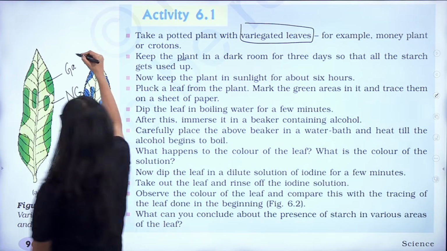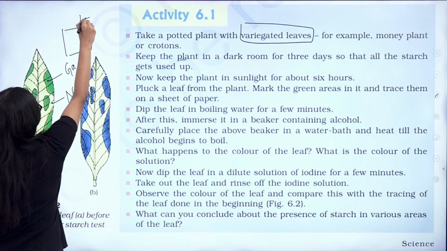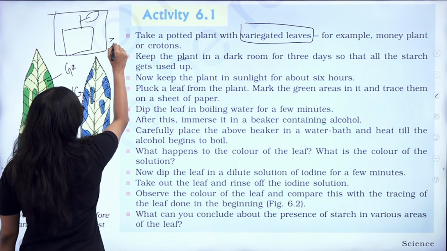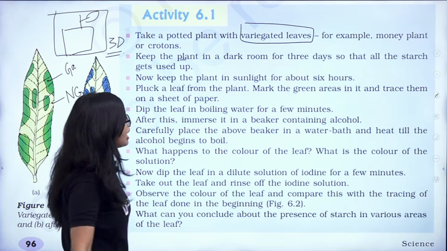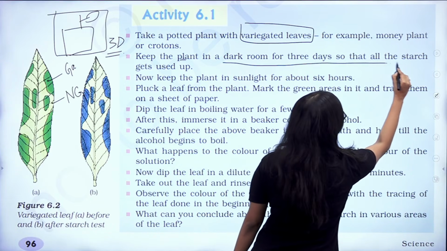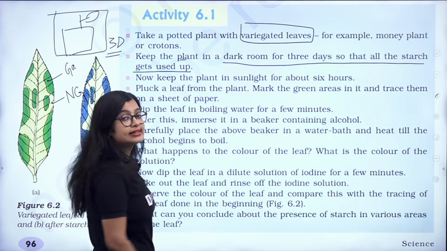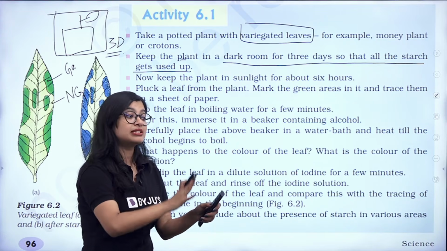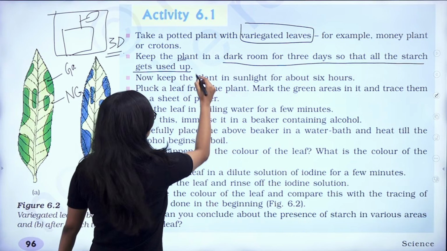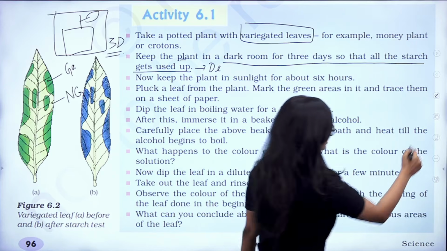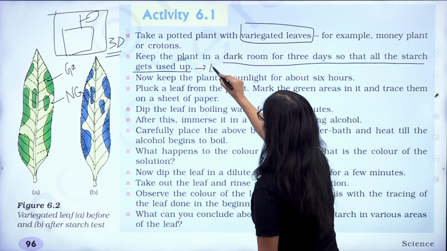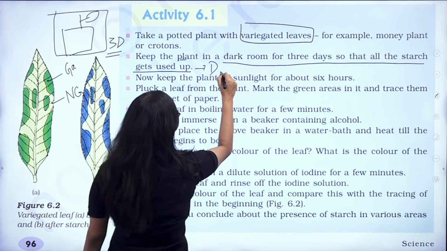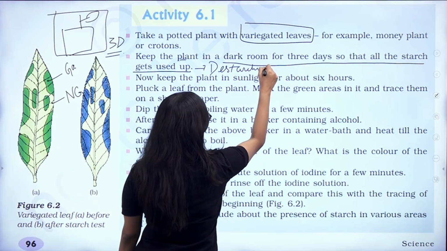Imagine I have a potted plant with me, and I take this potted plant with the variegated leaf and keep it in the dark for 3 days. They're saying that we have to keep it in the dark for 3 days so that all the starch gets used up. When in the dark, the plant is not going to photosynthesize. That means it depends on its reserve energy, which is why this process is what we call de-starching, removing all the starch.